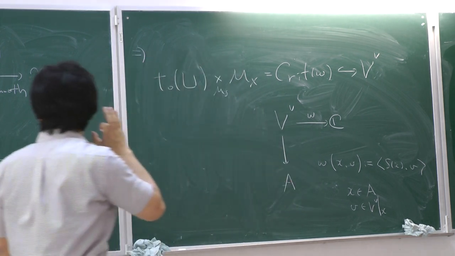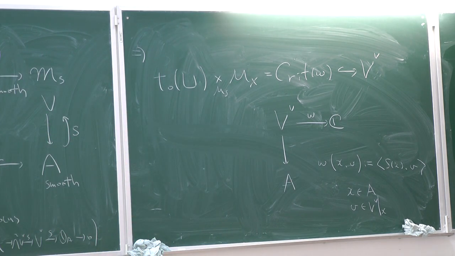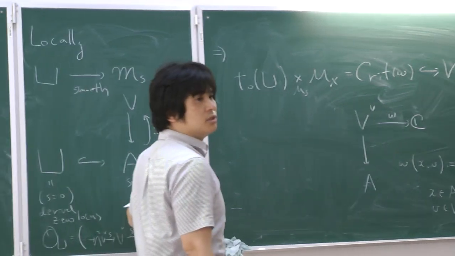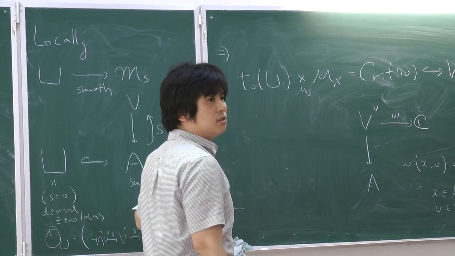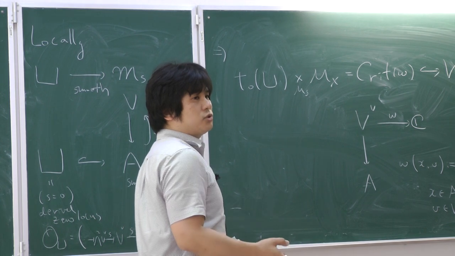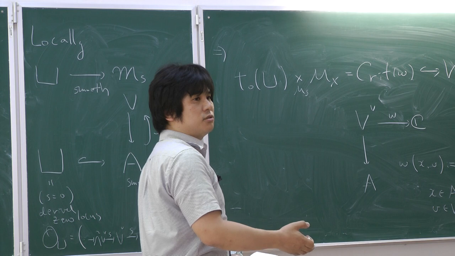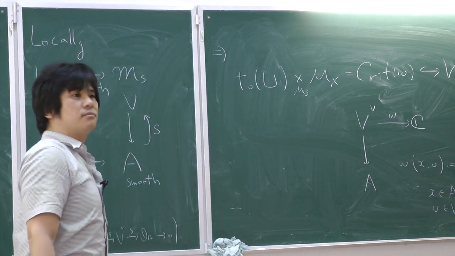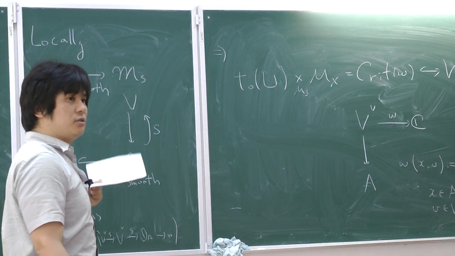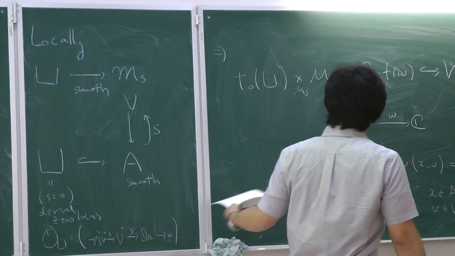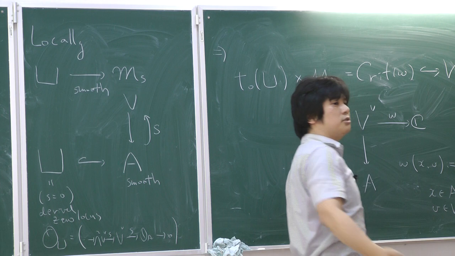Is there a global description as a critical locus? No, I don't think so, because this description is only local. You don't have a global description of writing this moduli stack in terms of a derived zero locus. Locally in this topology, it is written as a derived zero locus, and in that topology, it is written as a critical locus.